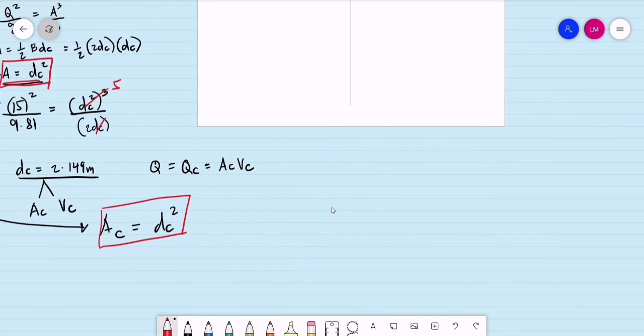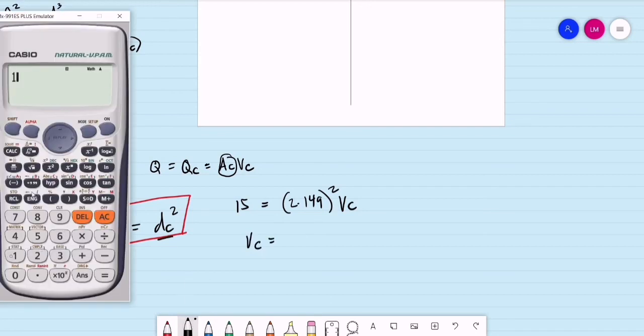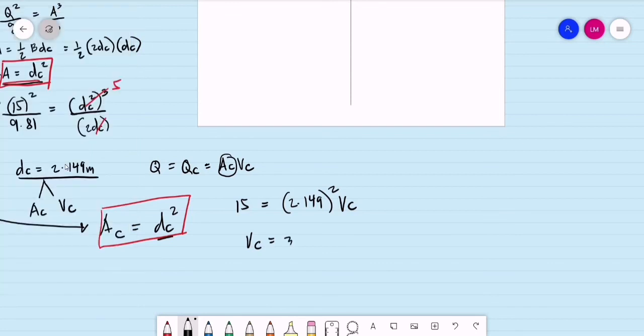So, mag-substitute na lang tayo. Ano yung discharge kanina? That is equal to 15 cubic meters per second is equal to area critical. Ang area critical is the critical depth squared. Ang nakuha natin na critical depth is 2.149 squared multiplied by the critical velocity. So, critical velocity na to dahil ginamit natin yung critical depth. We have 15 divided by 2.149 squared. That is 3.248. 3.248 meters per second. This is the critical velocity.